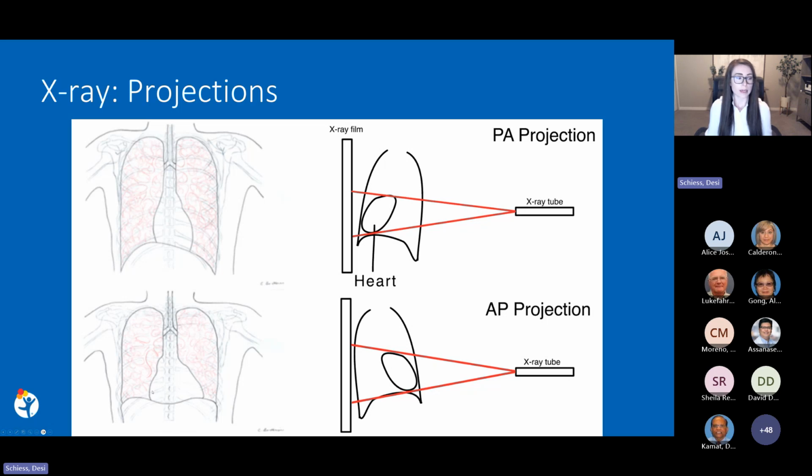Notice what that does to the cardiac shadow. The farther away the heart is from the detector, the more the x-rays fan out before reaching the detector, which leads to magnification of the heart. That is why chest x-rays obtained in an AP projection make the heart look bigger than it actually is.